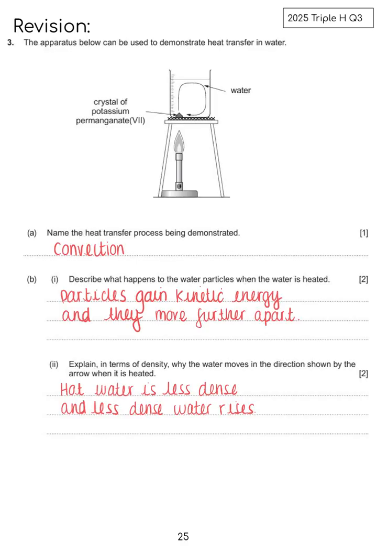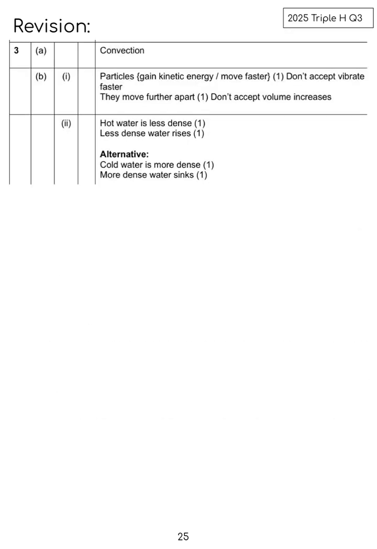The last revision question is about convection, and it shows us the practical. Part A, we're just stating that it is convection because it involves liquid rather than a solid, which would be conduction. And part B, we're describing what happens. So the particles gain kinetic energy, they vibrate more or move faster, and therefore they move further apart. And part II, this forms a convection current because hot water is less dense and less dense water rises. Here is the mark scheme for that question.